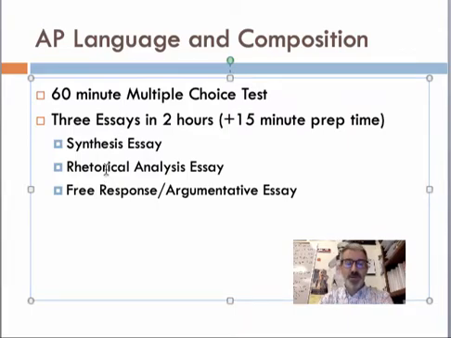You've already prepared first trimester for the rhetorical analysis prompt, which we did first trimester. And this trimester, we're going to prepare for this synthesis essay, which is a fancy way of basically saying a research paper. Okay?